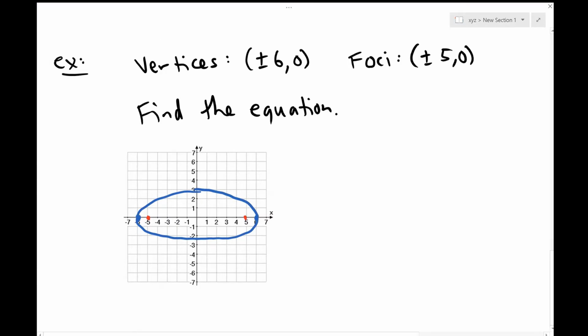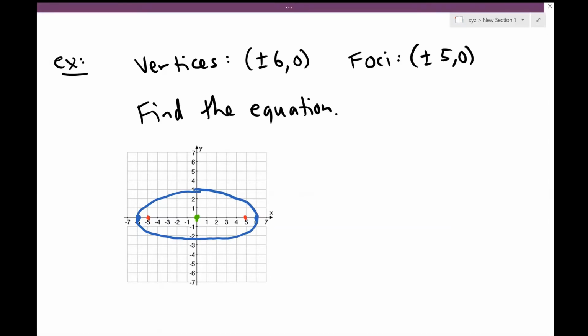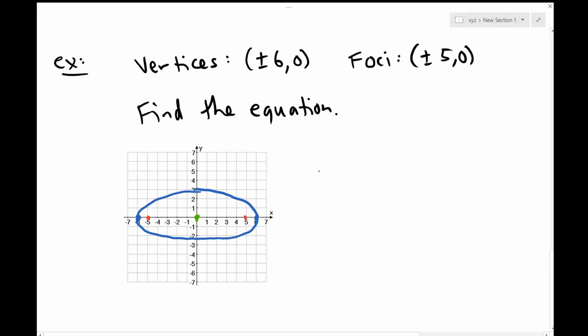Hopefully it's not too difficult to tell that the center of this thing would be at 0, 0, because it would have to be in the middle of all these points that I've just drawn. So we know that h and k would both be 0.